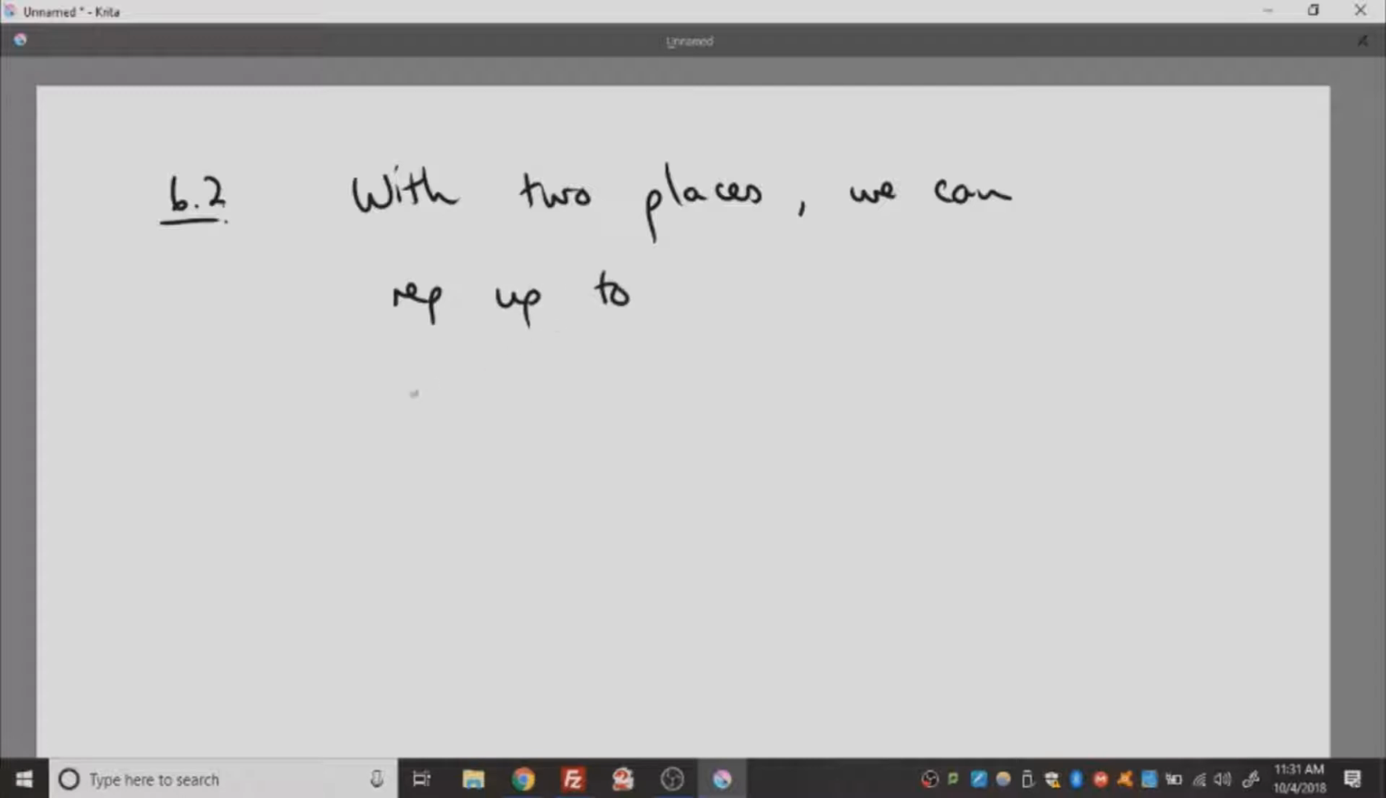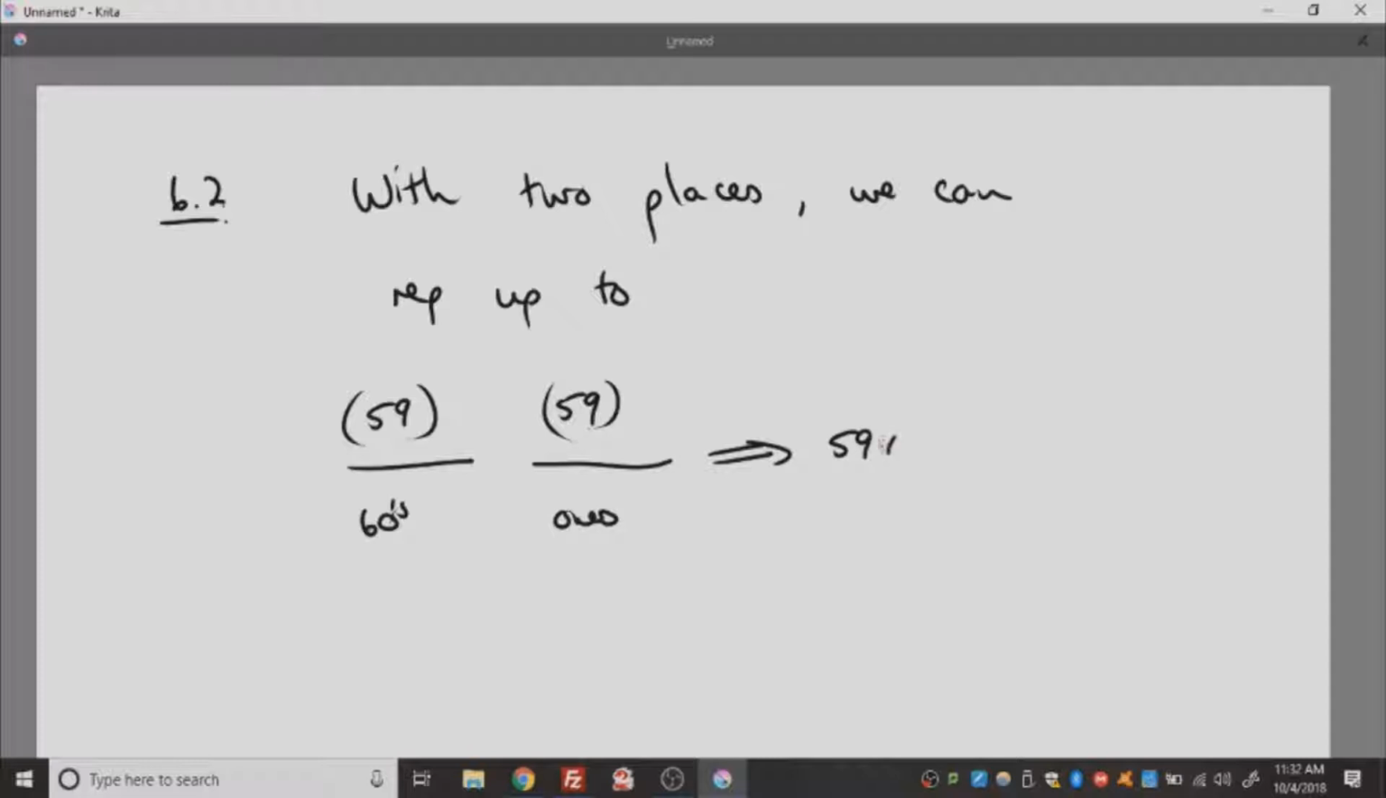Alrighty, we are in 6.2, where we said last time with 2 places we can represent numbers up to 59 groups of 60 and 59 ones, or 59 left over, which would then mean 59 times 60 plus 59.